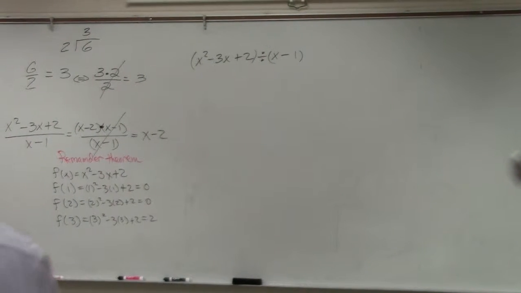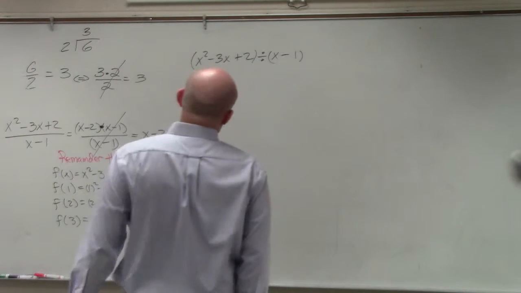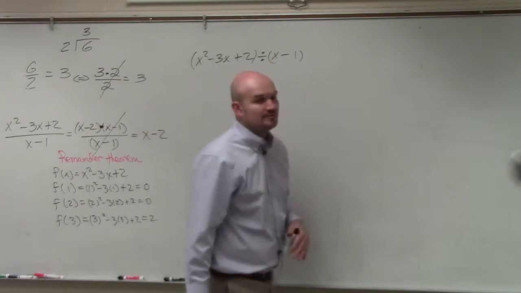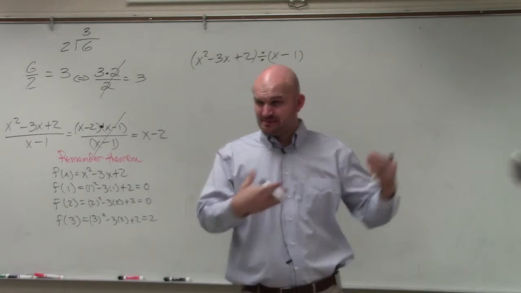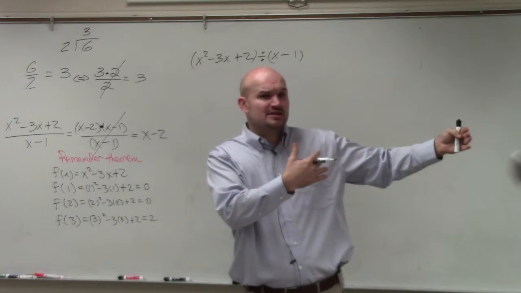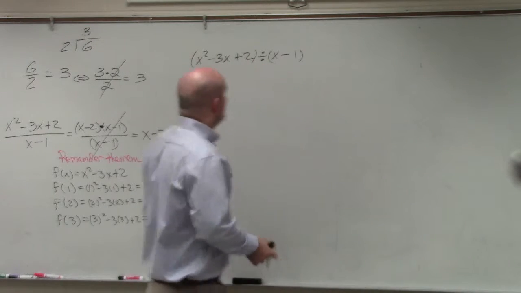So in this problem, what we have is x squared minus 3x plus 2 divided by x minus 1. The purpose of this is obviously we already know the answer, but I want to make sure you guys know how to set it up, because I'm going to give you two more difficult problems, which are ones that you're going to see.